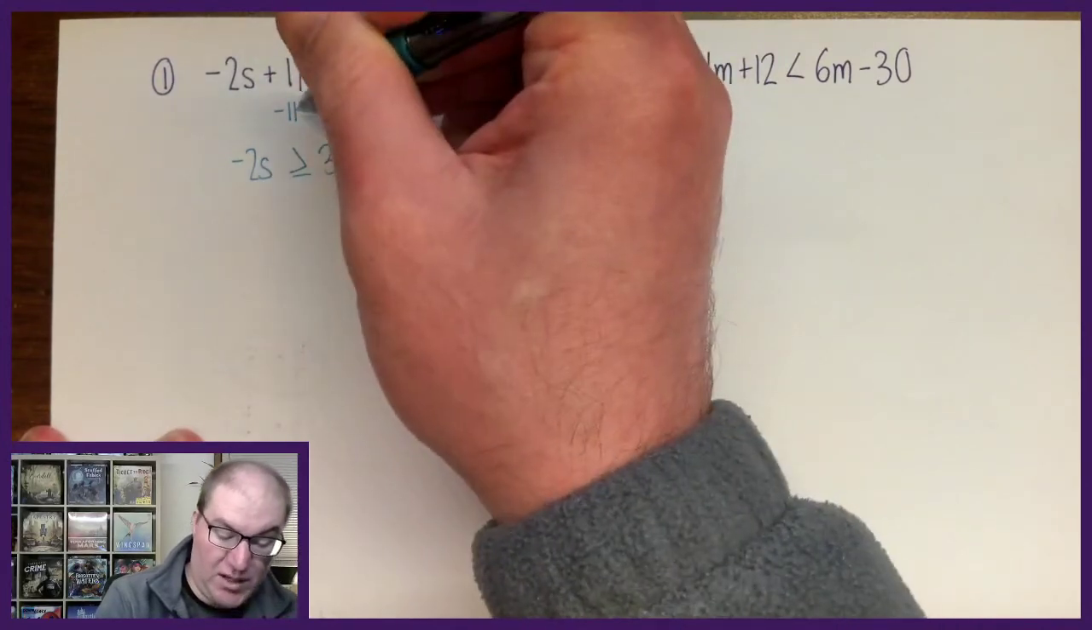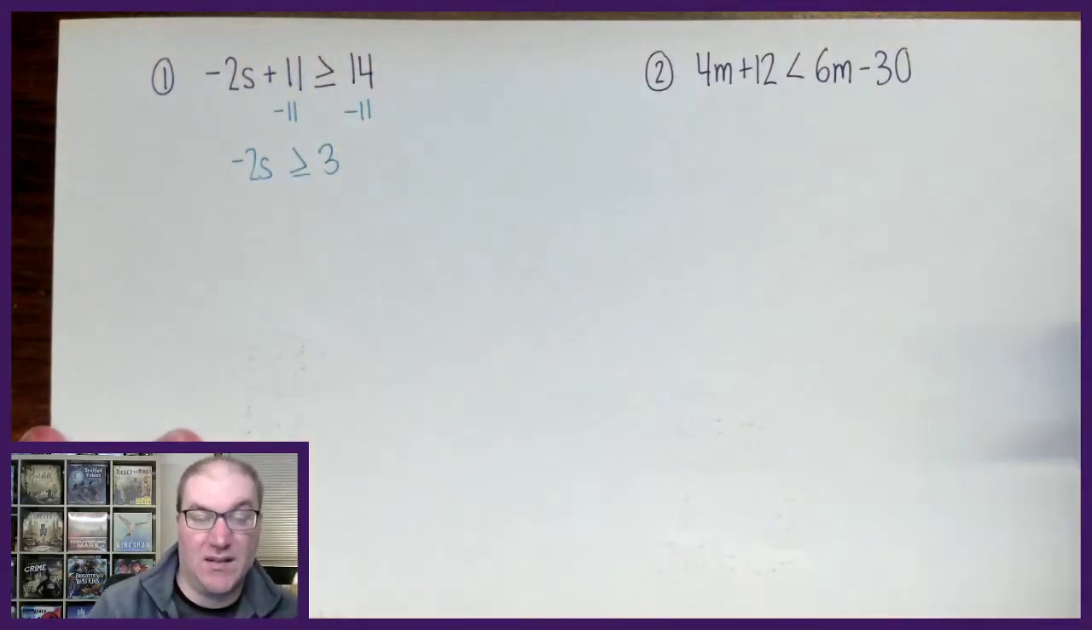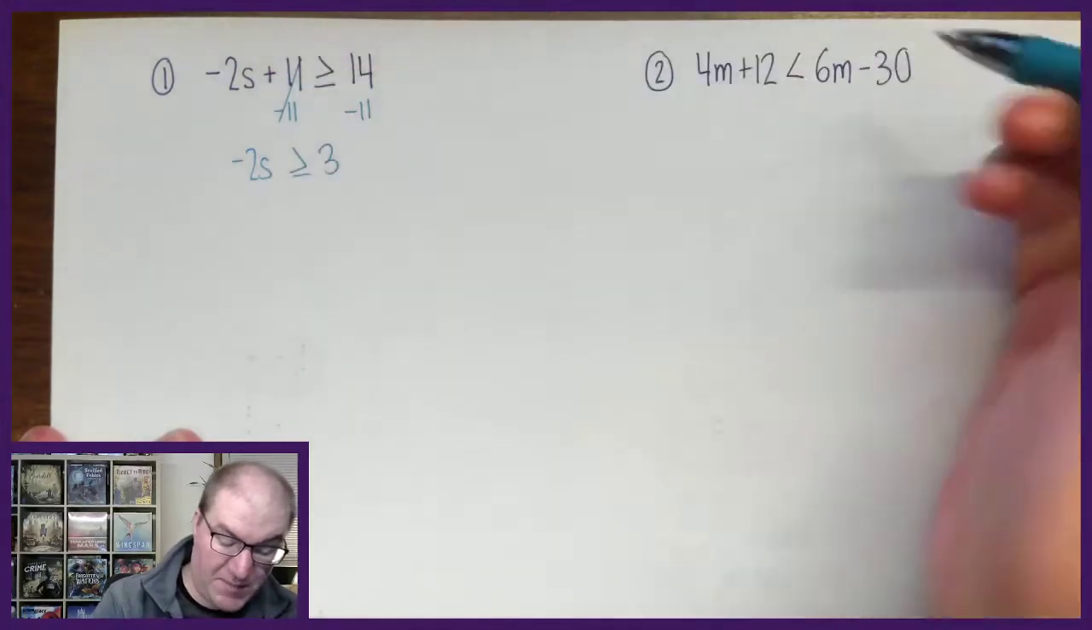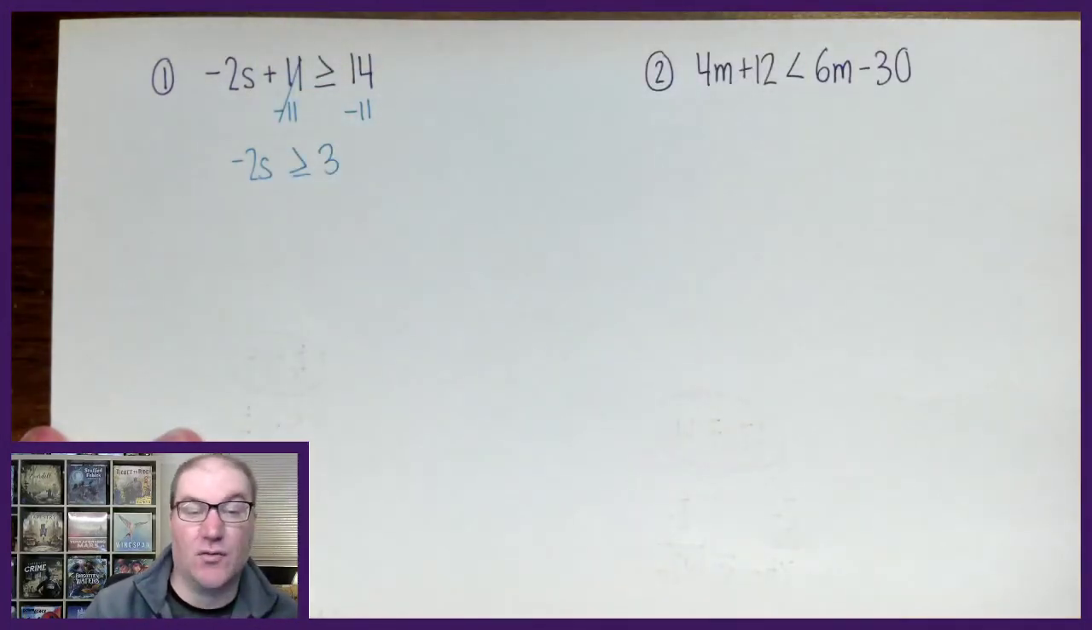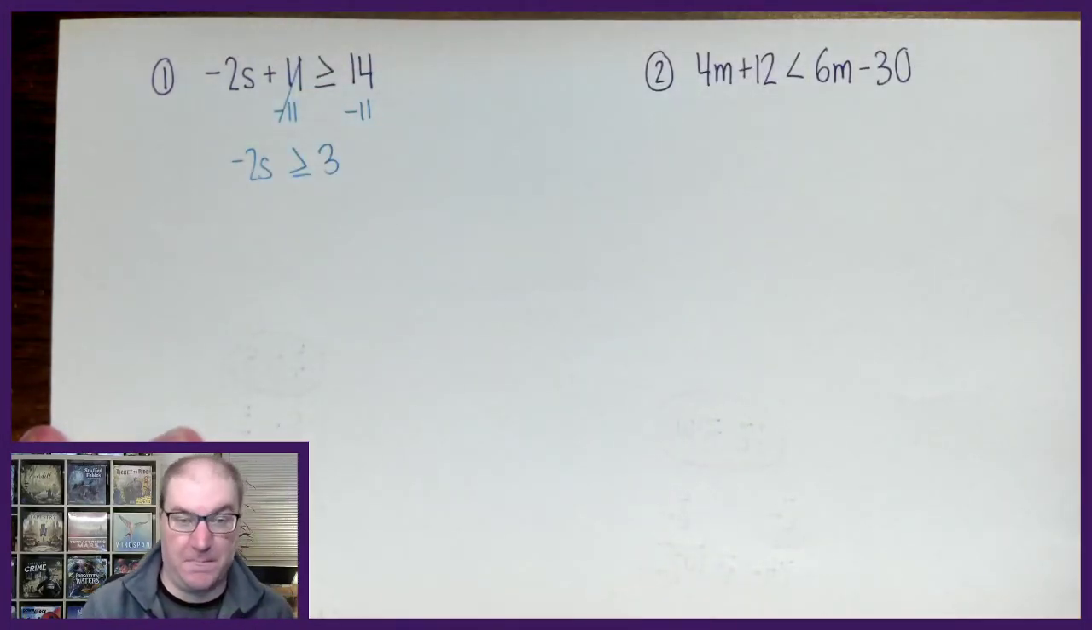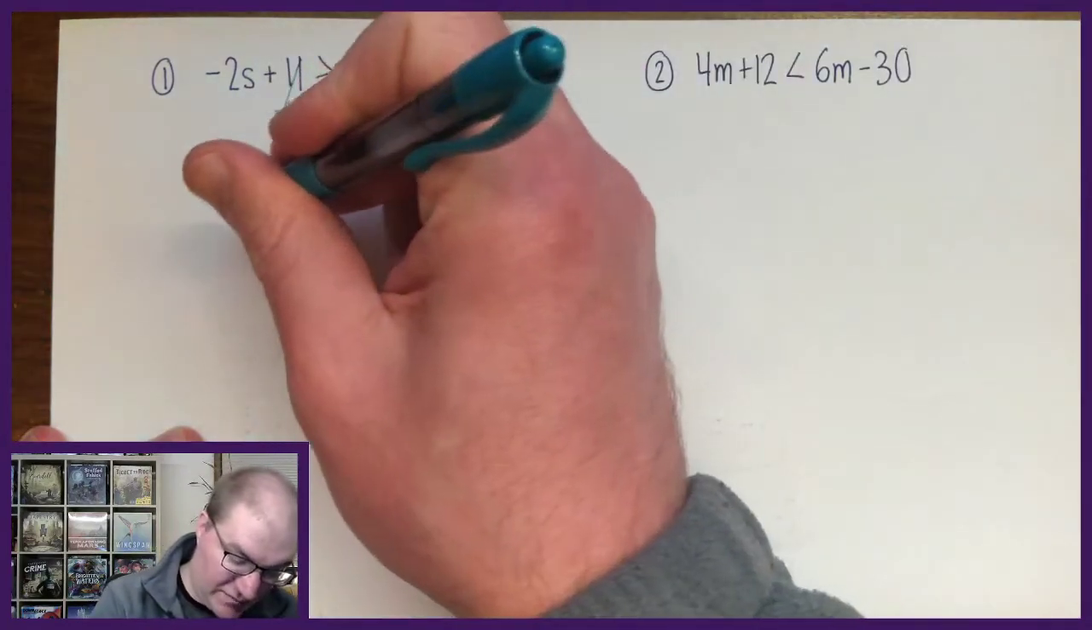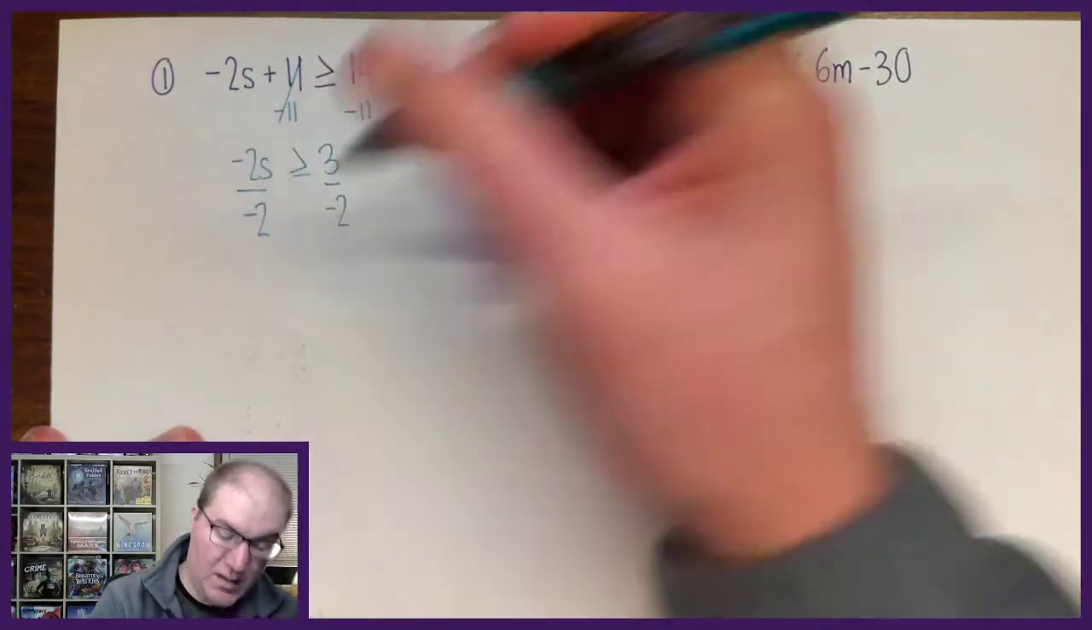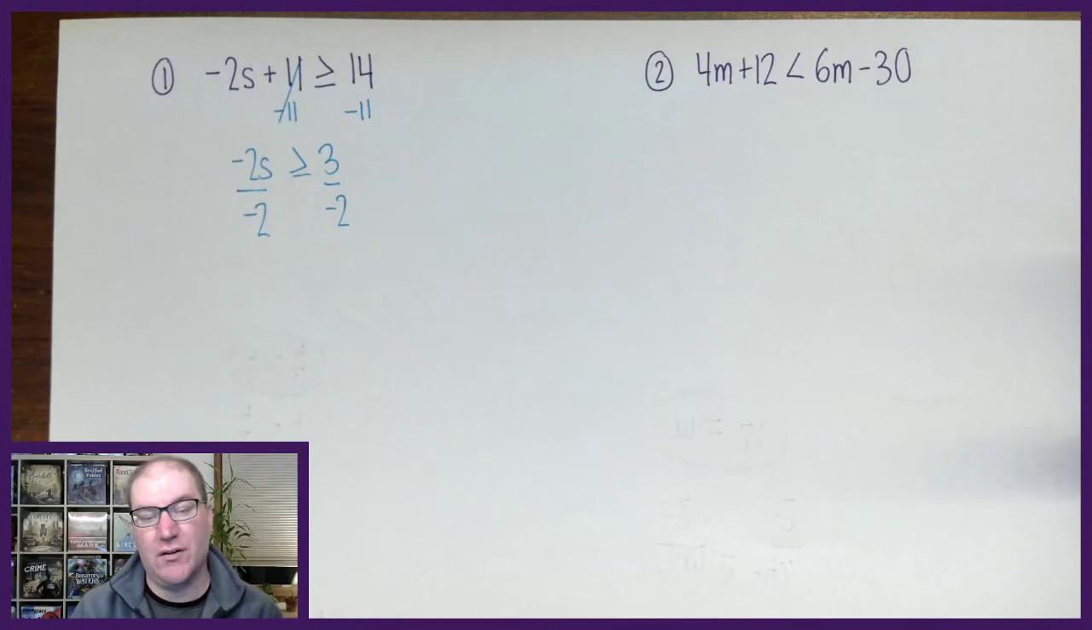So I would do the opposite of plus 11, which is minus 11, and I do that to both sides. And I get negative 2s is greater than or equal to 3. My last step is to divide by negative 2. Now here's the thing you need to remember. Whenever you divide an inequality by a negative, the direction of the inequality must change to face the other way.